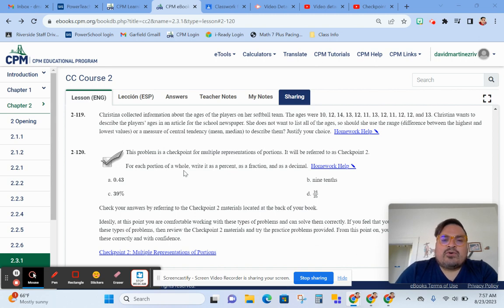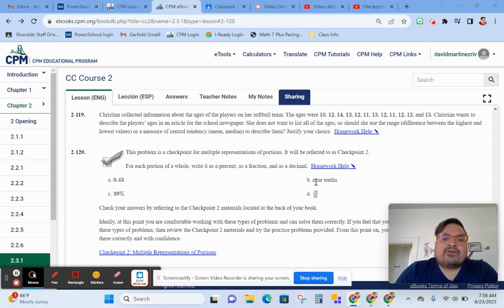For each portion of a whole, you have to write it three ways. So always pay particular attention to instructions. We want it as a percent, as a fraction, and as a decimal. If it's already in that format, then you only need to write it in the other two of the three ways. For example, A is already in decimal format. So I want that as a percent, and I want that as a fraction.